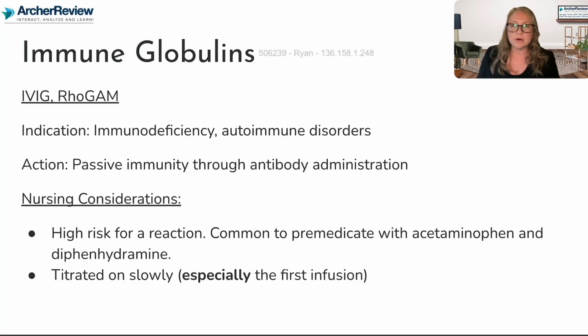Now, specifically when we're giving them IV, such as in that IVIG infusion, there is a very high risk for a sensitivity reaction, especially the first time that they receive this med. So we are going to go low and slow. We start it very, very slowly and then turn it up a little bit, turn it up a little bit. We titrate it on slowly. It's also pretty common that we pre-medicate these clients with acetaminophen and diphenhydramine, since they can cause that very uncomfortable kind of response. Now, not always, just something that you're likely to see if you're in a setting where you give IVIG.